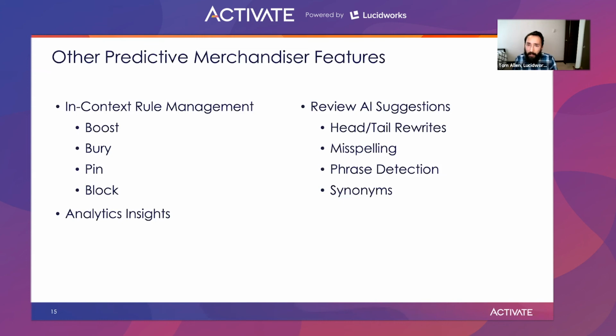You also get insights into the AI suggestions. One of the key points of Fusion is all of that AI that you have to drive everything. You can get those head-tail rewrites where you're fixing some of those poor performing queries and broadening the results. And you can have automatic misspelling detection, automatic phrase detection, and automatic synonym generation. On top of just approving and reviewing these things, you can add your own. So if you know that this misspelling happens, you can go ahead and put that in. All of these are in Predictive Merchandiser and are available today with 5.2.